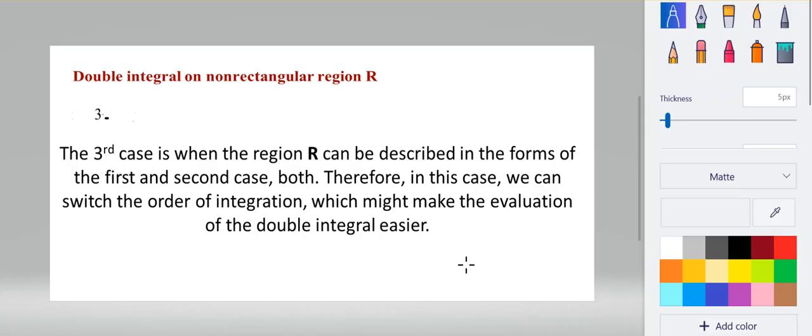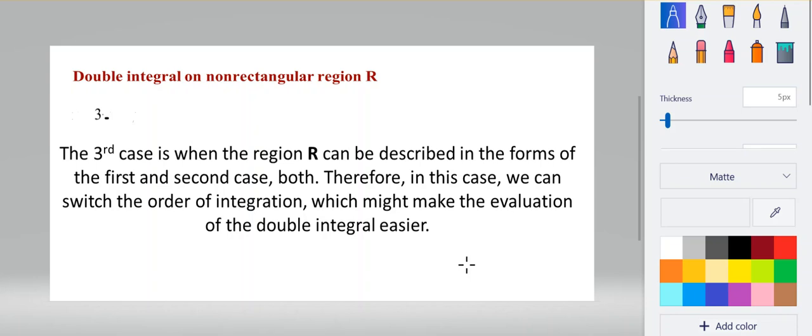Okay, now look at the third case about the double integral on non-rectangular region. You can see I mentioned here the third case happens when the region R can be described in the forms of the first case and second case both. It means the region R can be described in the form of case 1 and 2 both. So in this case we are allowed to switch the order of integration, and when we switch the order of integration we might get easier integral to solve.